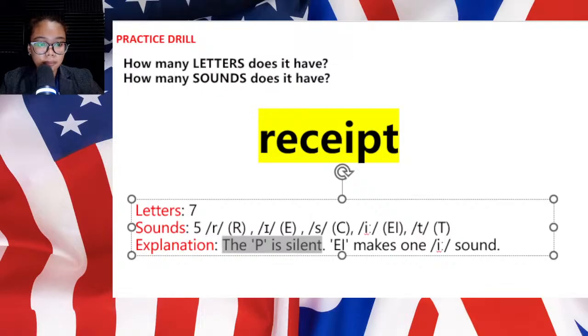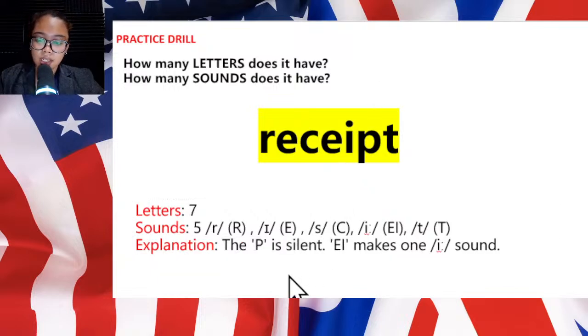like pneumonia, psychology. So the P is just there for historical spelling reasons, not for pronunciation. So again, the word is pronounced as receipt. There are seven letters, but only five sounds. So the single word receipt is a fantastic summary of several key points from our session today.